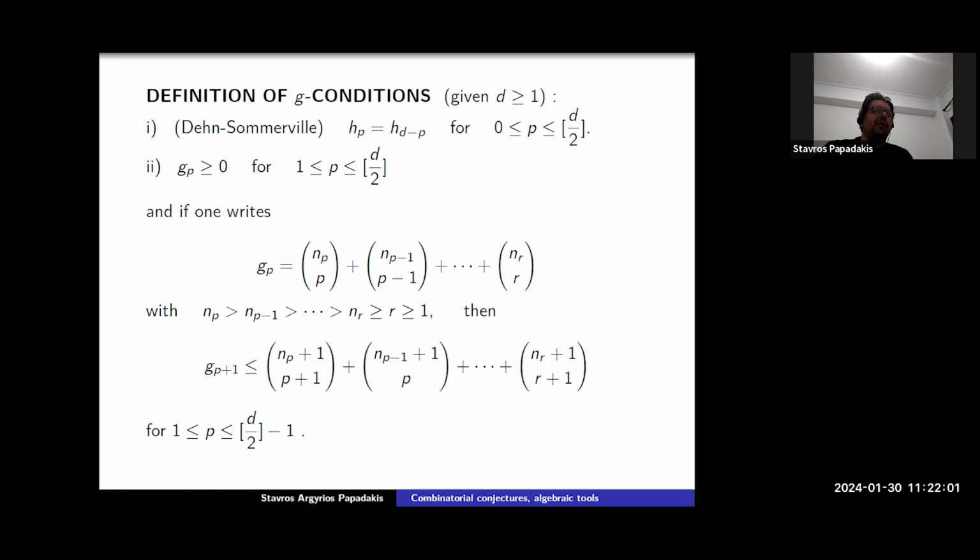Moreover, there is a more complicated part of the conditions, which is written on the slide, which says the following. If we write the non-negative integer g_p in this form, with these conditions, then the next integer g_{p+1} should be less or equal of this sum, which is obtained from the previous by adding plus 1 on the upper part and on the lower part, and these are the usual binomial coefficients. So these are what we call G conditions.